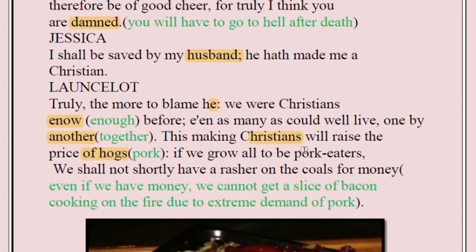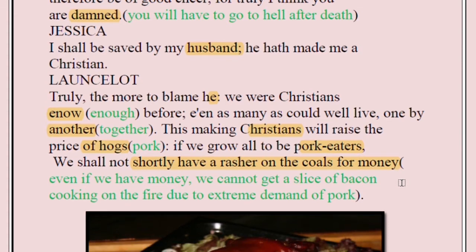If we grow all to be pork eaters, if more people become pork eaters, what will happen? The demand will rise, and we shall not shortly have a rasher on the coals for money. Even if we have money, we will not be able to buy pig meat, because it would be so high in demand that it would finish. It would just come to the market and vanish because there is high demand.